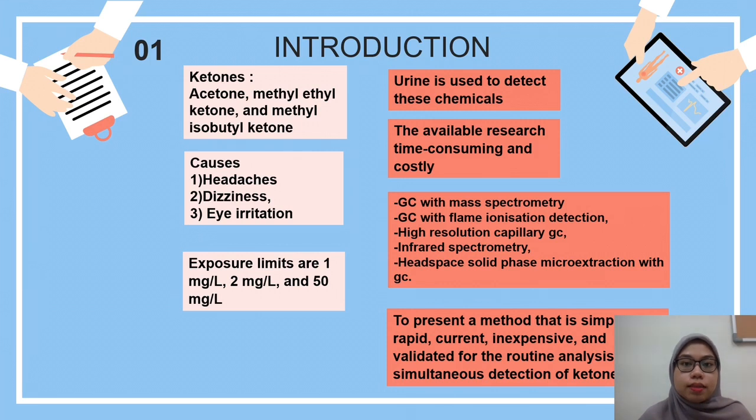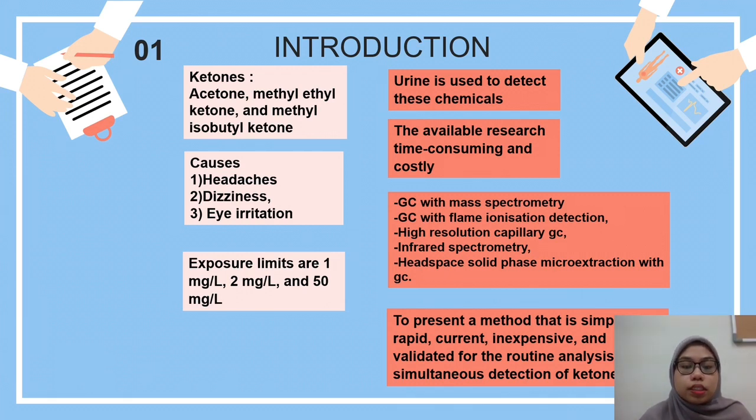Ketones such as acetone, methyl ethyl ketone, and methyl isobutyl ketone are the most common ketones utilized in industry, and their analyses are used in the process of determining occupational exposure. Occupational exposure causes headache, dizziness, and eye irritation. The exposure limits are 50, 2, and 1 mg per liter. Urine is used to detect these chemicals in people because it is less intrusive.